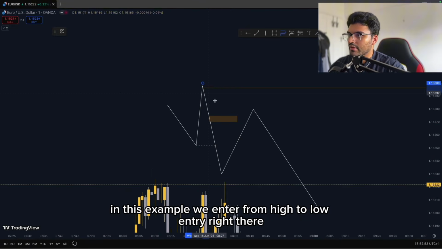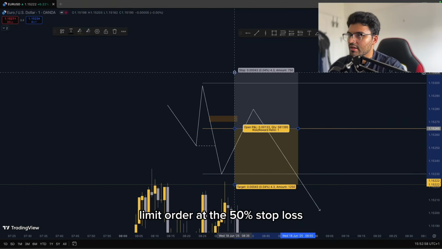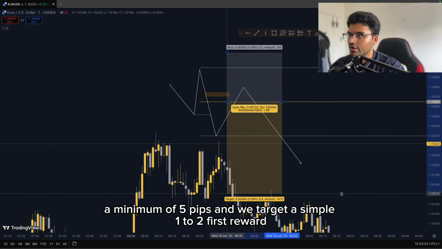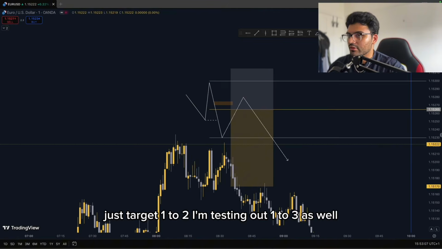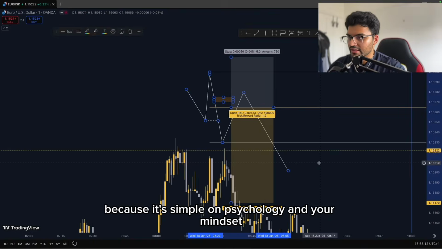We enter from high to low. Entry right there, limit order at the 50%, stop loss a minimum of 5 pips, and we target a simple 1 to 2 risk to reward. Okay, keep this simple, just target 1 to 2. I'm testing out 1 to 3 as well, but to be honest, I always just take 1 to 2 because it's simple on psychology and your mindset.